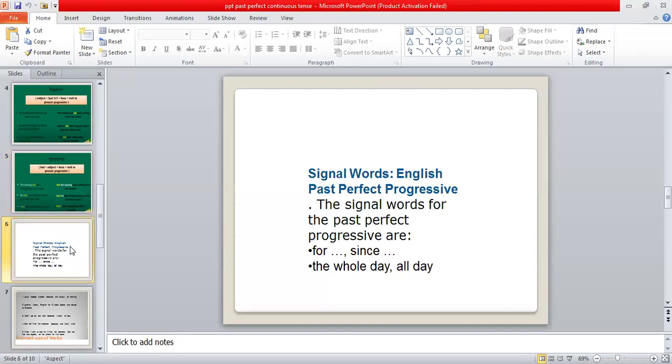Now, the most important thing is the signal words, which I always tell you that you are going to have in your question paper, in your sentence, which will help you to decide which tense you have to use in that particular sentence. So these can be signal words like for, since, the whole day, all day. In all these words, a sense of time is mentioned. So whenever a sense of time is mentioned, you will have to use past perfect continuous tense.